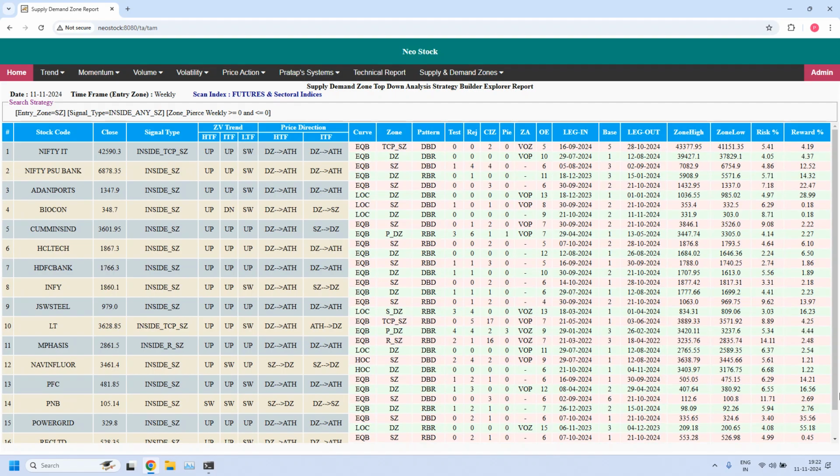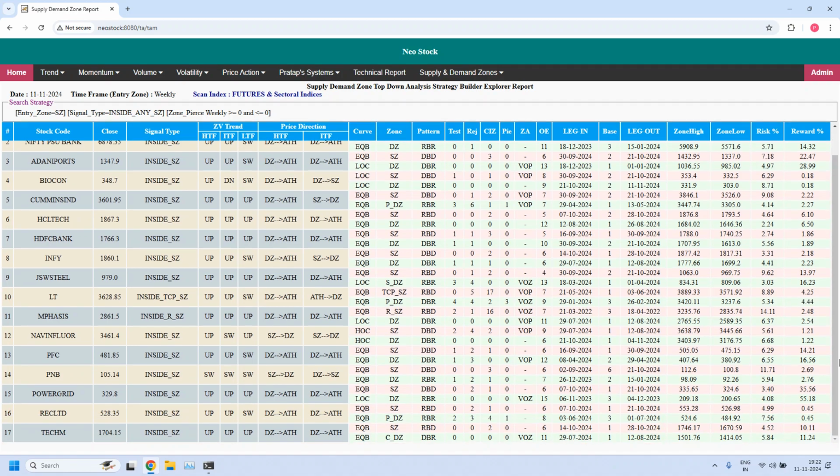These are the first 15 stocks. Scrolling the list down. So currently price closed in these 17 weekly supply zones. Let's identify high probability supply zones from this list based on weekly EMA Confluence.